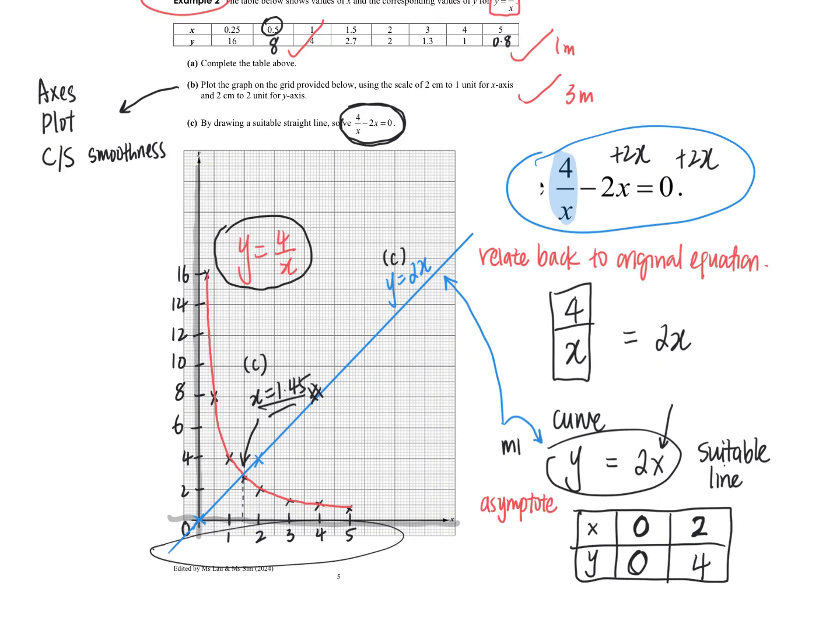So the only thing that is new here is this part, which I taught when we learned how to draw a quadratic graph. Just that now the graph that you are plotting can be any curve. Where did you get from 4/x equals 2x to y equals 2? This equation is y equals 4/x, so I just change it back to y. Because 4/x is just y. Okay, so this is the suitable line.